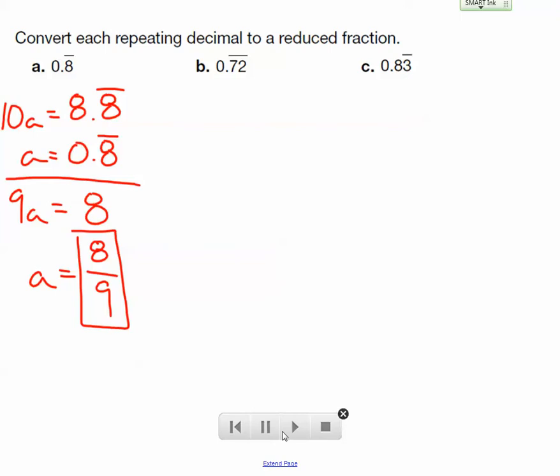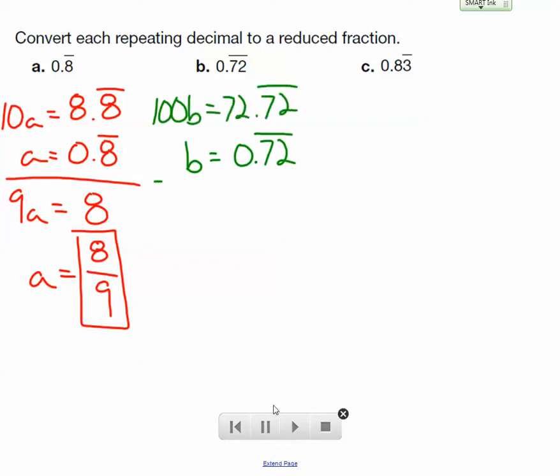Okay, part B, let's do this again. So I'm going to go ahead and say let B equal 0.72 repeating. And then I'm going to say 100B is 72.72 repeating. Now notice the difference here is that I multiplied this one by 100 because there are two decimal places that repeat, and I want to get them both on the left side.